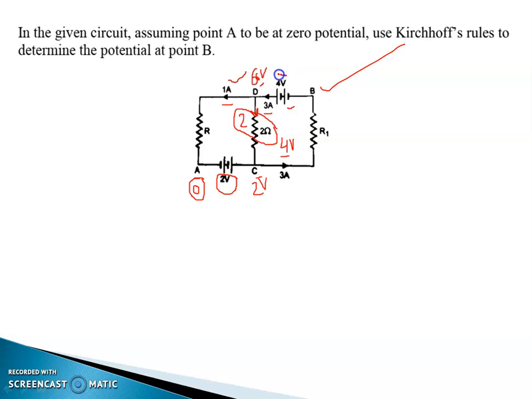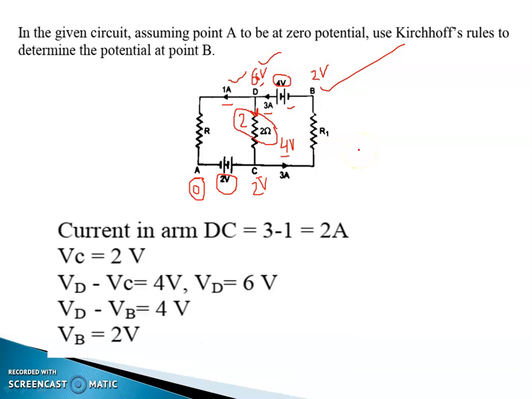Now this is the battery of 4 volt. If D is 6 volt, what should be the potential at point B? That should be 2 volt, right? So this is the potential difference. We can see that the current in DC is 2 ampere. Voltage at C is 2 volt.